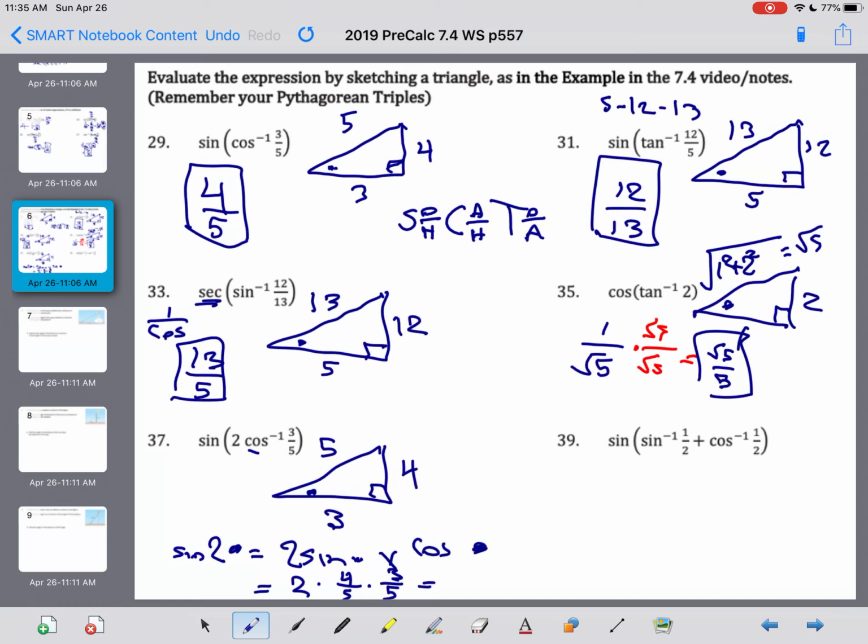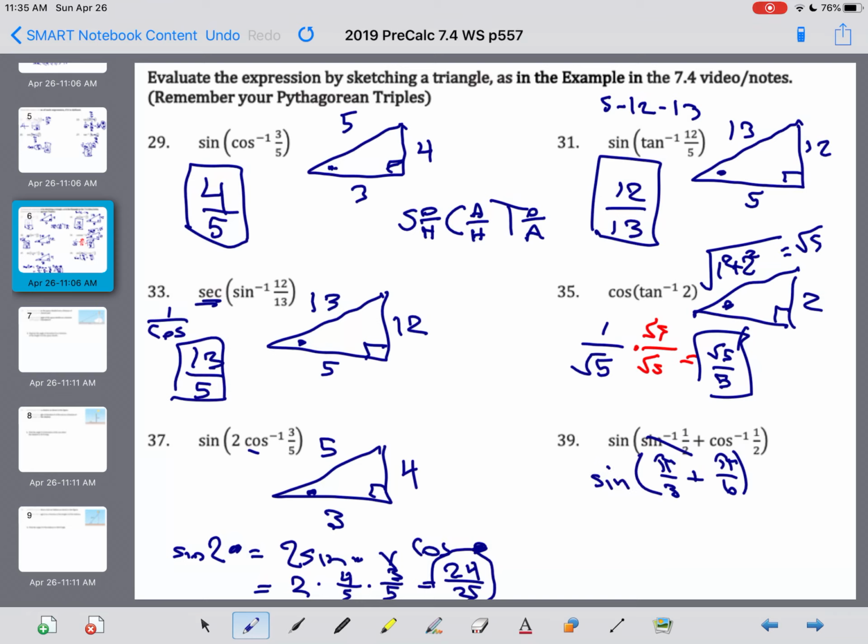And so that's going to give me 8/24 over 25. So we'll kind of actually work there. Now here, this comes out to be pi over 3. This comes out to be pi over 6.